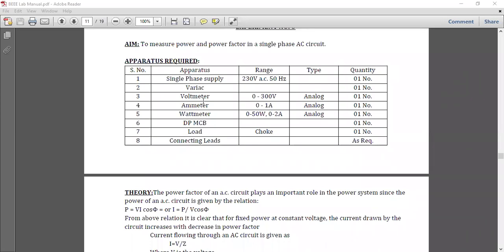So variac is a device which is used to vary the AC. See from the name, vary plus AC. So that's why it is called as variac. And the other name for this variac is auto transformer. इसको auto transformer भी कहा जाता है.